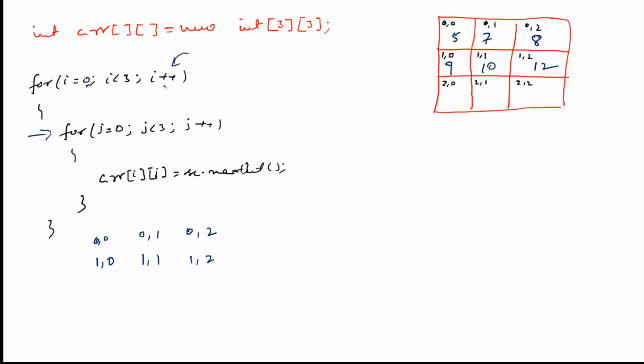After j becomes 3, it comes out of the loop and goes into the outer loop, and then i becomes 2 and it will start again with j 0. So 2 comma 0, and then I'll enter, say, 6 here, and then i remains 2 and j becomes 1.